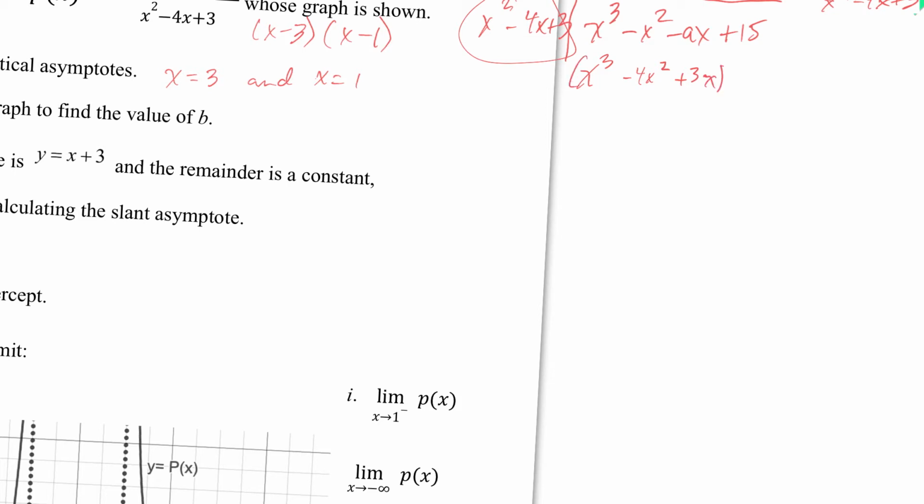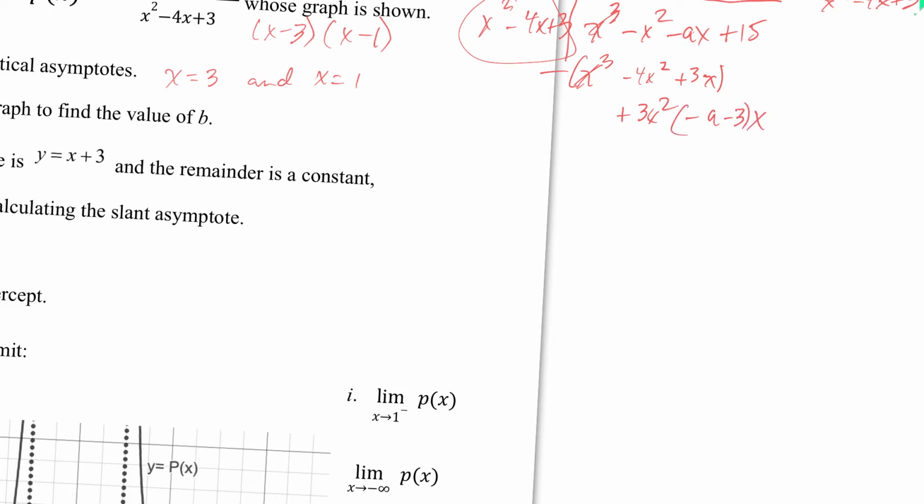and I'm going to subtract that off. So the x cubes are going to go away, and I'm going to get negative x squared minus a negative 4x squared, which will be plus 3x squared. It makes sense because that's going to end up being 3. Then negative a minus 3 is going to be negative a minus 3 times x.